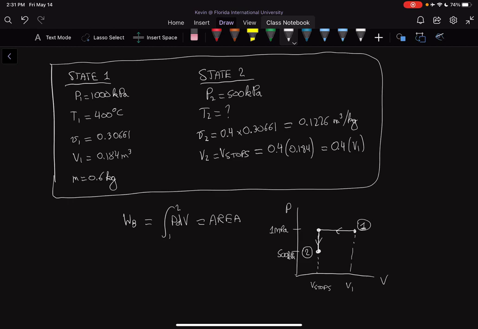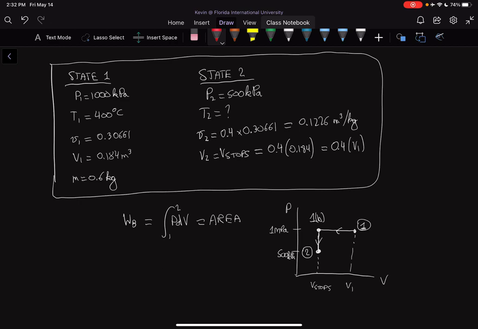Now, in order to find the work, this part, we're going to call this little point 1b, just so we have it as a different value than 1 or 2. And we see that from 1B to 2, there's no work being done. There's no area under the curve because nothing is moving, right? The piston is not moving anymore once it hits the stops.